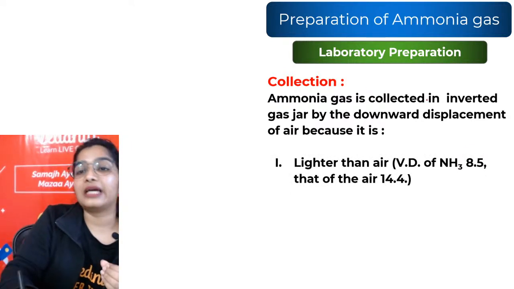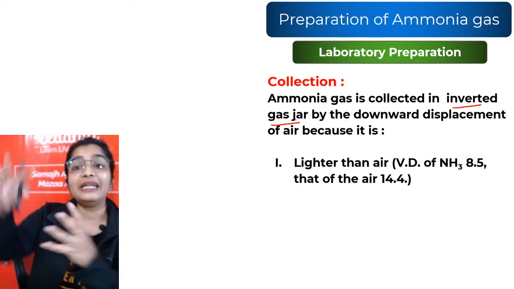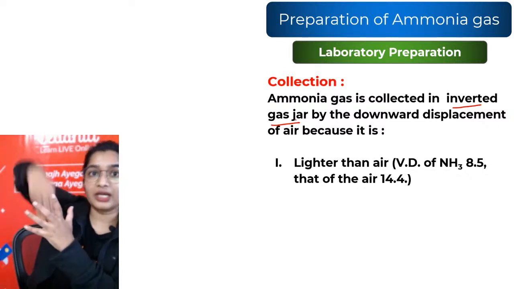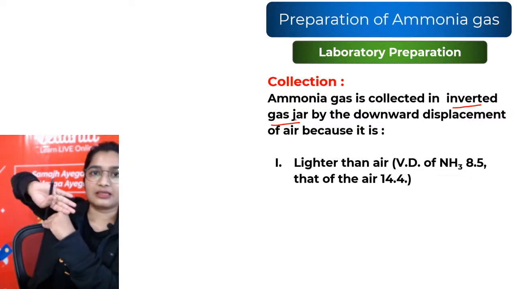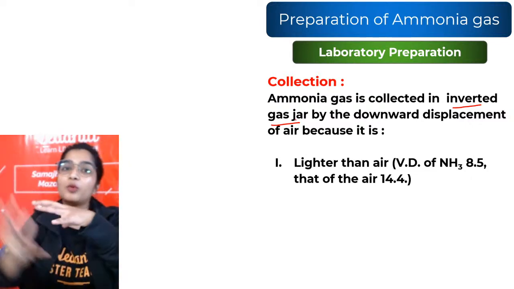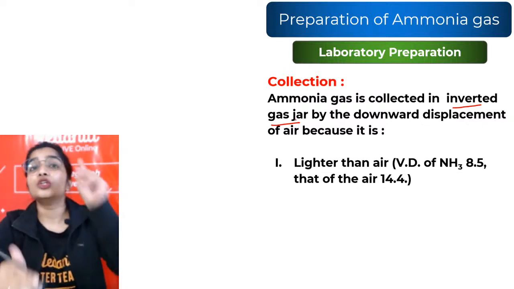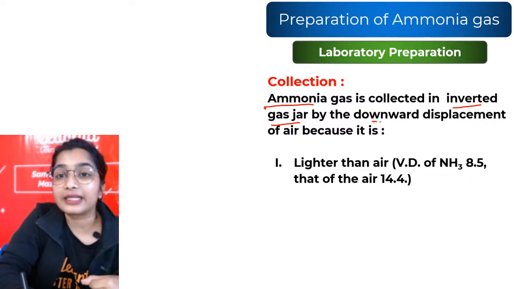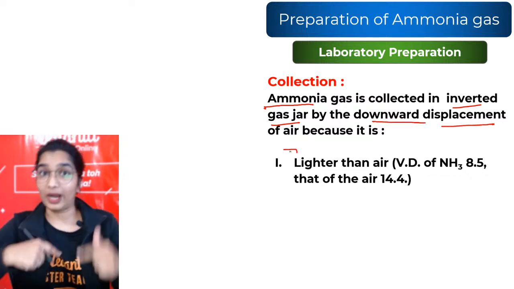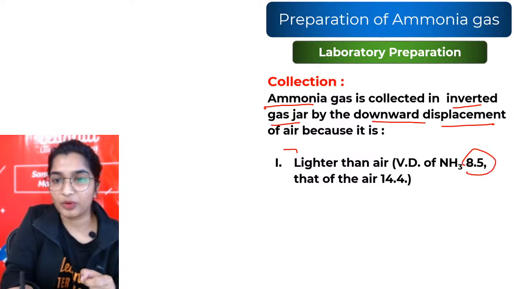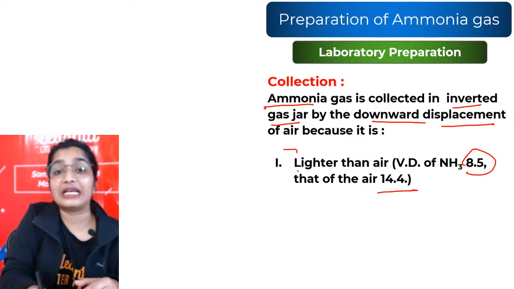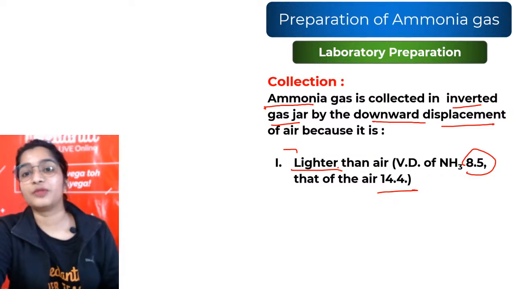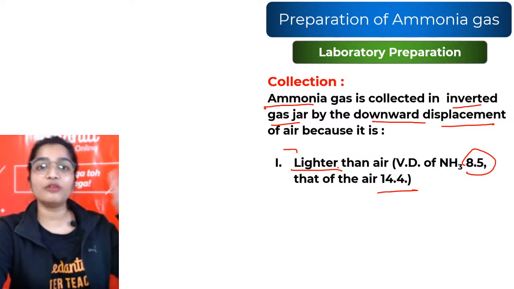Ammonia gas is collected in an inverted gas jar by downward displacement. Why? Because it is lighter than air. When ammonia is passed, it pushes out the air, so that ammonia is collected at the bottom. So how is ammonia collected? This is an important question. It is collected by the downward displacement of air. Why? The vapor density of ammonia is 8.5, whereas air is 14.4. As it is lighter than air, it will be collected by the downward displacement of air, or upward displacement of ammonia.